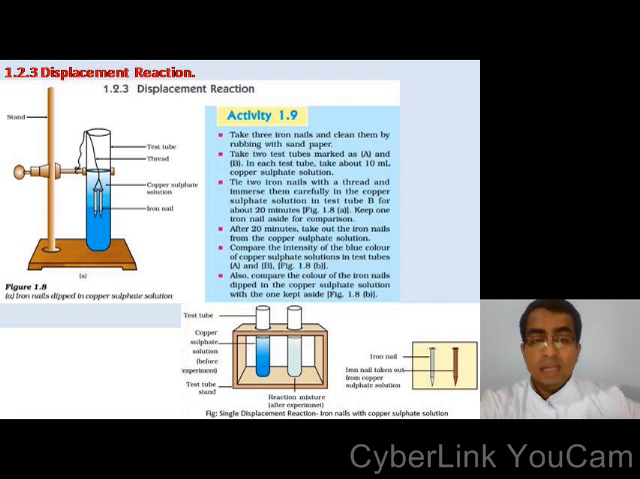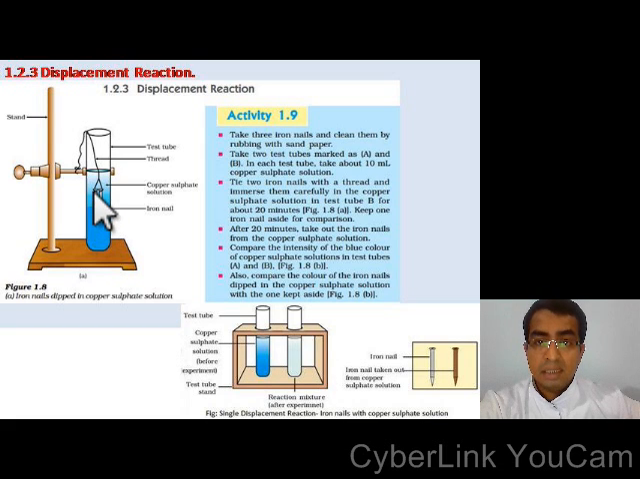Let's go for an activity. Take 3 iron nails and clean them by rubbing with sandpaper. Take 2 test tubes marked as A and B. In each test tube, take about 10 ml copper sulfate solution. Tie 2 iron nails with a thread and immerse them carefully in the copper sulfate solution in test tube B for about 20 minutes. Keep one iron nail aside for comparison.